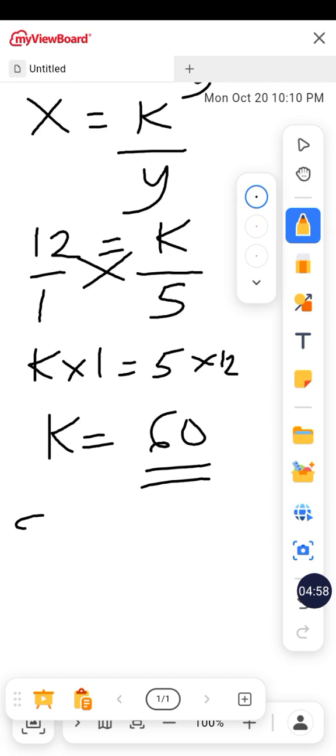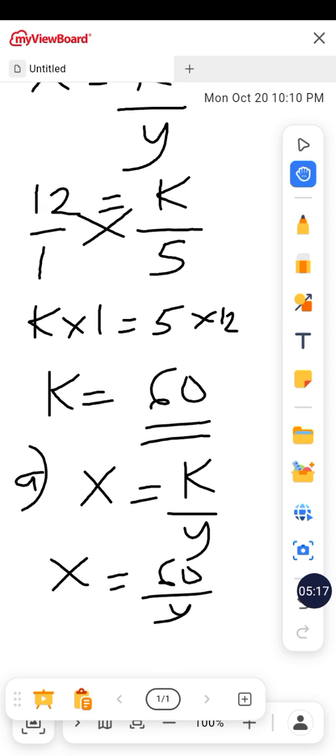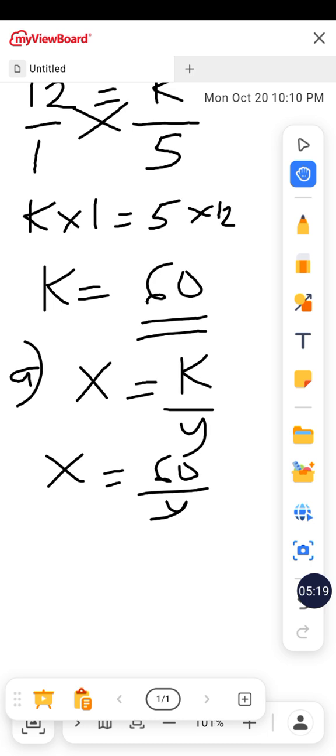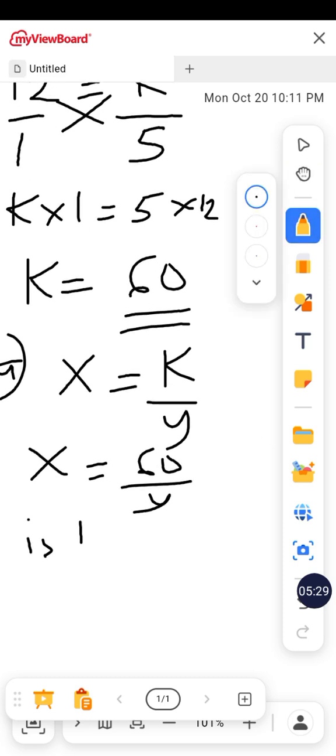That's the very first thing. And the question says, find the relationship between x and y. I told you that the moment you get your k, you substitute back into the equation x equals k over y. So therefore, x is equal to 60 over y. That means the relationship between x and y is that to get the value of x, it is 60 over whatever y is. So this is the relationship.